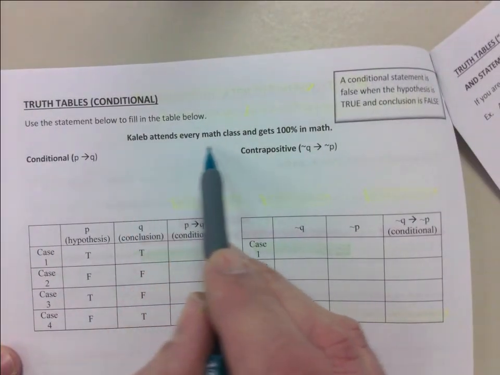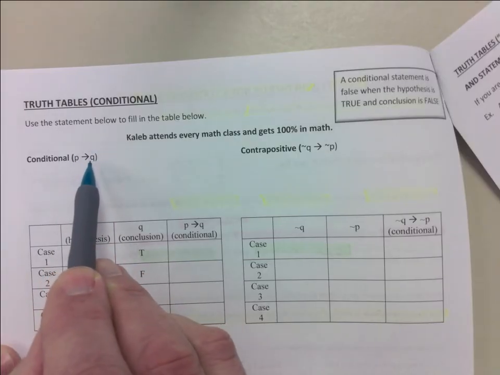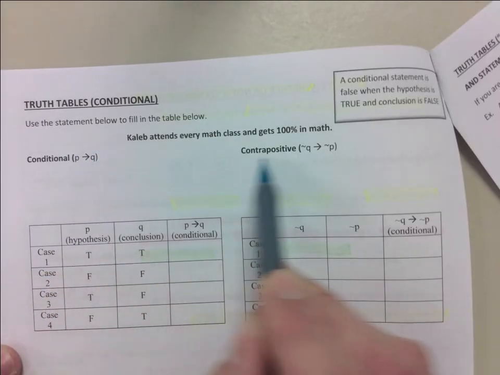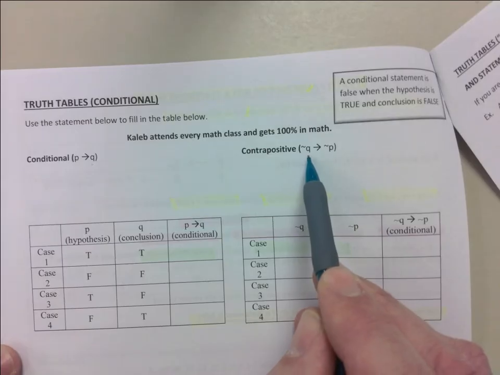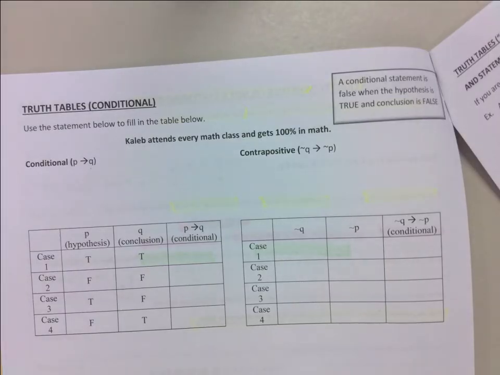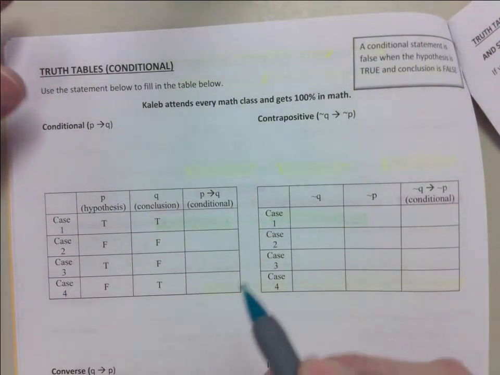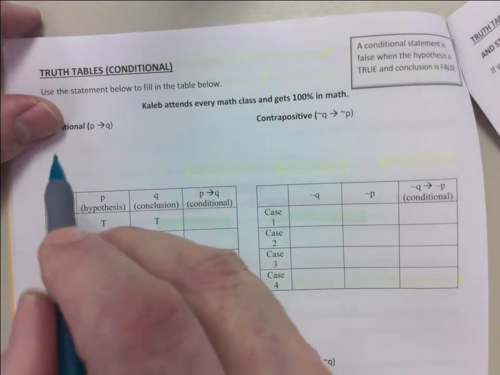You have a statement. You could write the conditional. It goes P then Q. Contrapositive, not Q, then not P. We've talked about that already. I'm not going to review that right now. This is all I'm going to ask you to do, okay? Pay attention to this one.